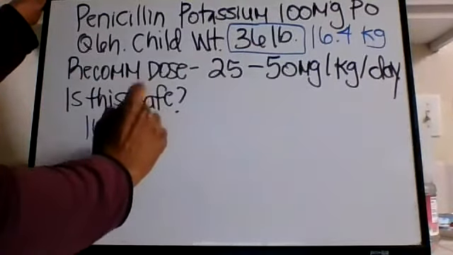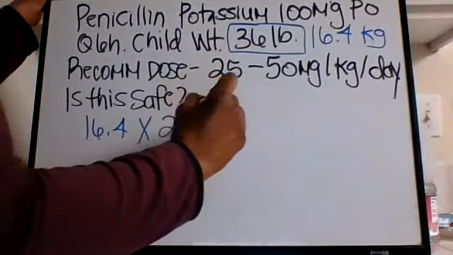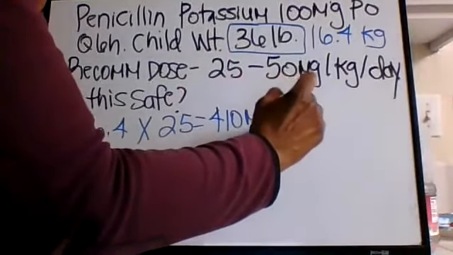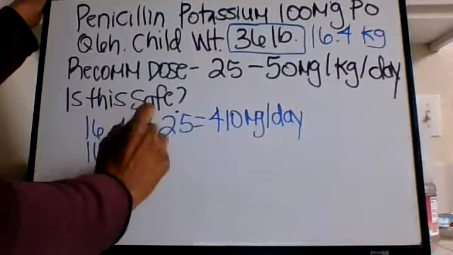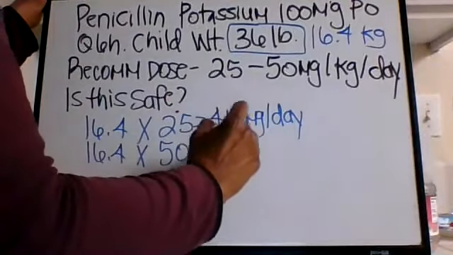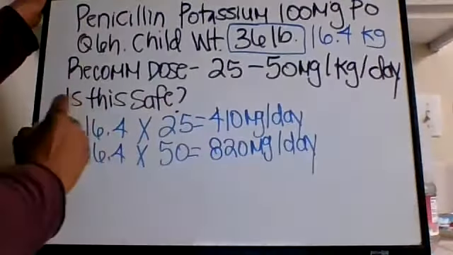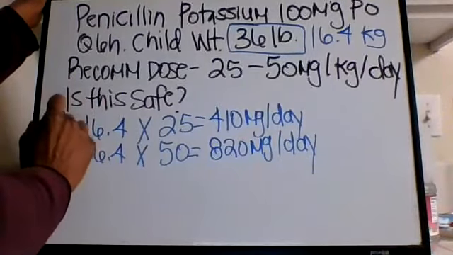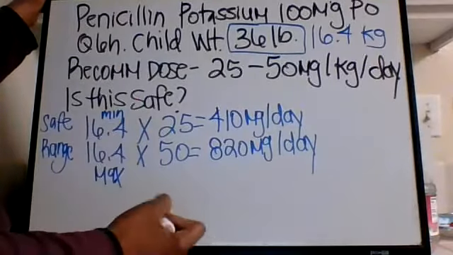All right, so step 2, we take the weight in kilograms, 16.4, and we times it by the 25, and that gives us 410 milligrams per day. And then we take the same weight, 16.4, we times it by the 50, and this gives us 820 milligrams per day. Okay, this is our safe dosage range right here. This is our minimum, and this is our maximum we can administer in a 24-hour period.